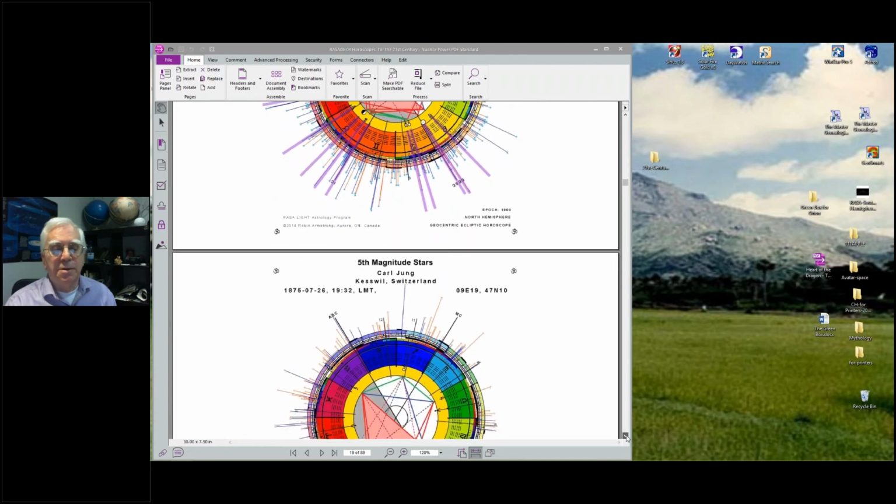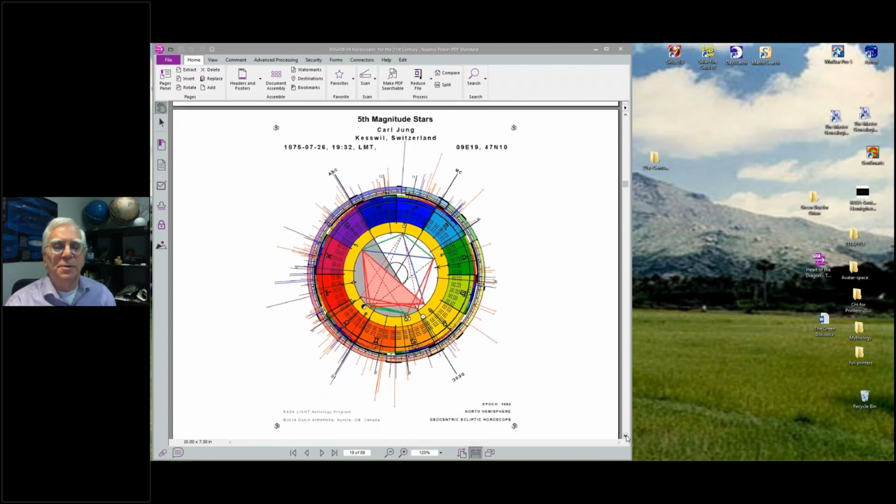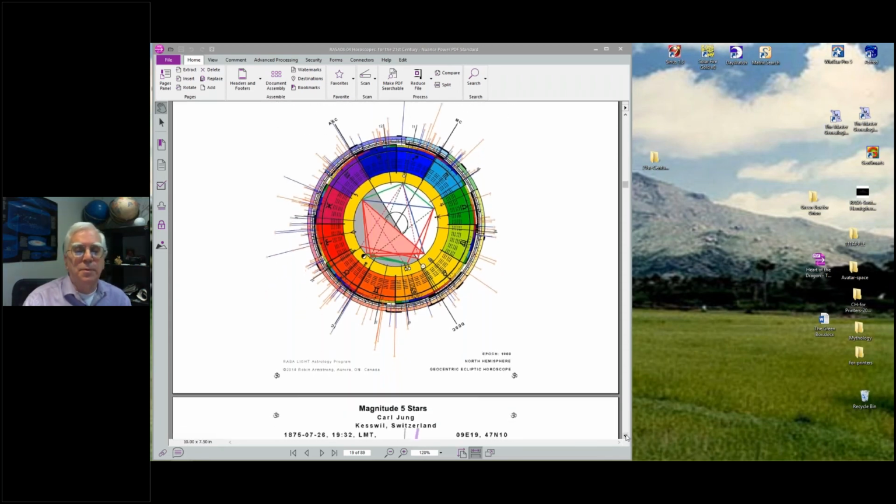Then the fifth magnitude stars is some of them, not all of them. It's more selective ones, more well known of the fifth magnitude stars were put on it. Just going to keep going along here.